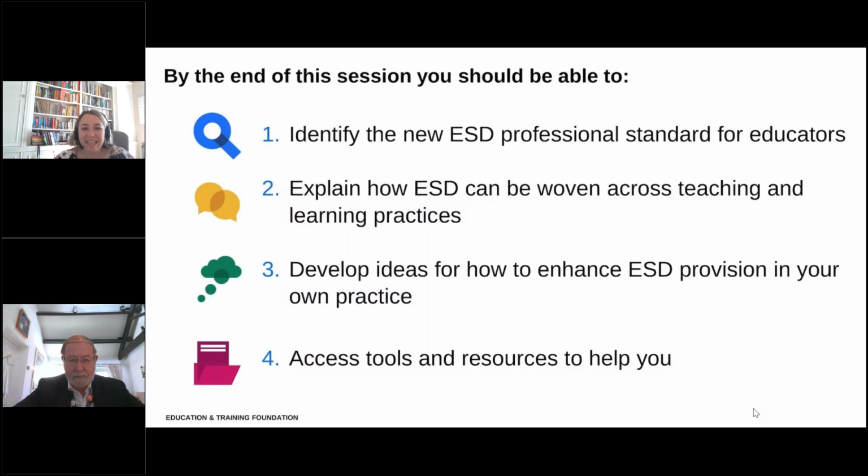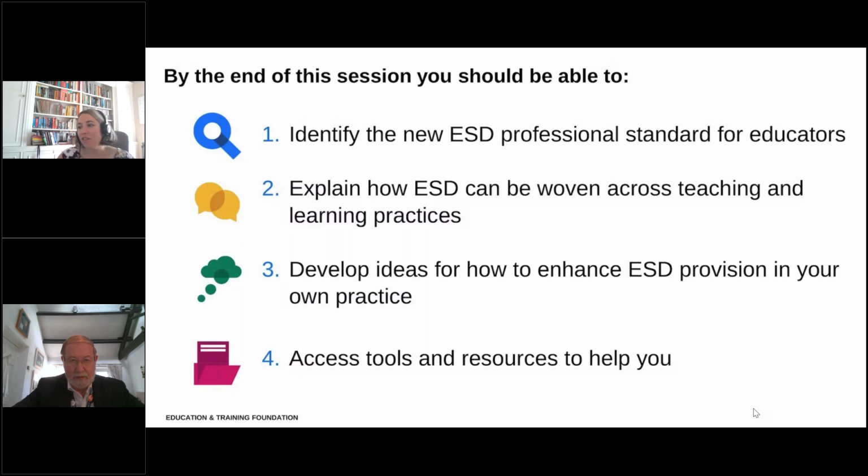How do we bring ESD into our teaching and learning practices? We're going to spend some time developing ideas in terms of how you can bring ESD into your work. And we'll also signpost you to a number of tools and resources to help you with your ESD work. I'm really pleased to be joined by Graham. He's going to be talking a little bit about NOCN's approach to ESD a little later in the session.